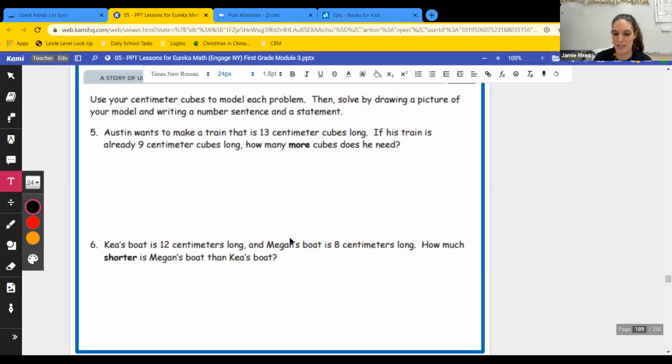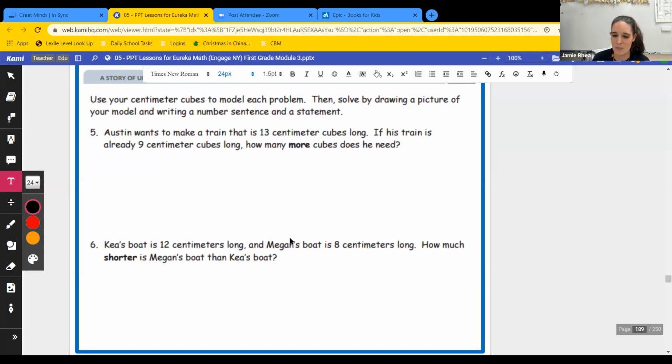Austin wants to make a train that is 13 centimeter cubes long. If his train is already 9 centimeters long, how many more cubes does he need? Okay, so draw it out. If I have 9, how many more do I need to get to 13? Okay, draw me a picture. Give me a math sentence. Write a statement. Tell me how long it is.